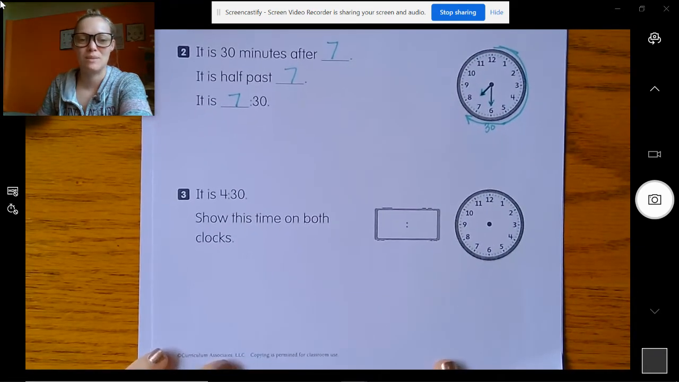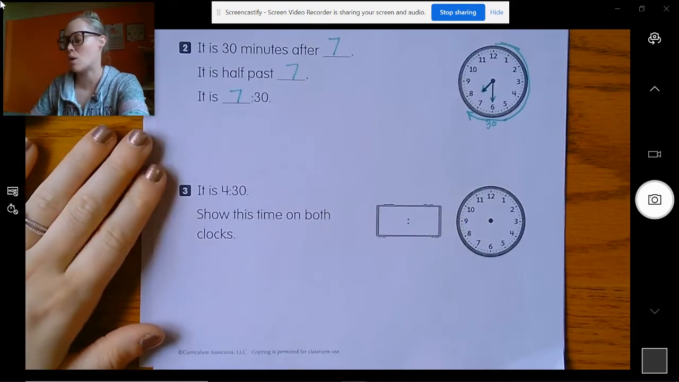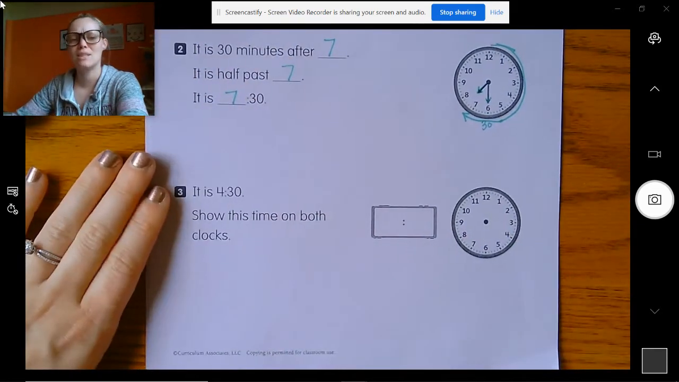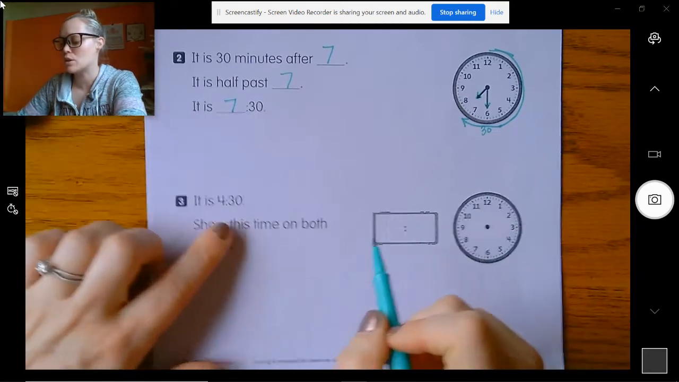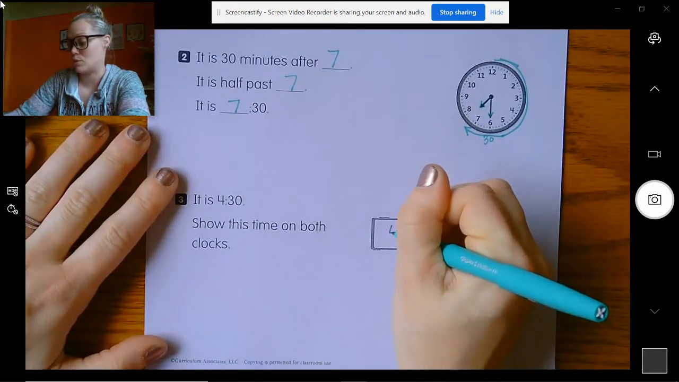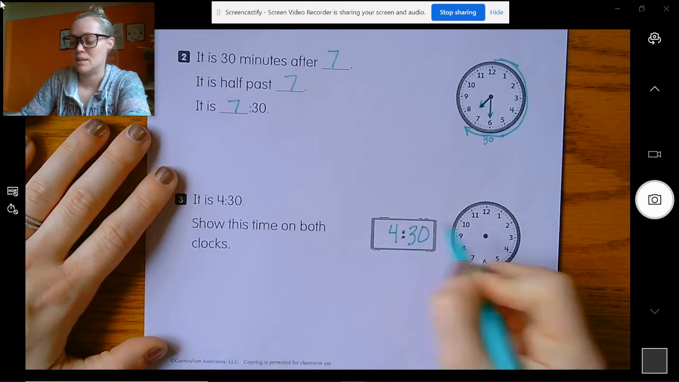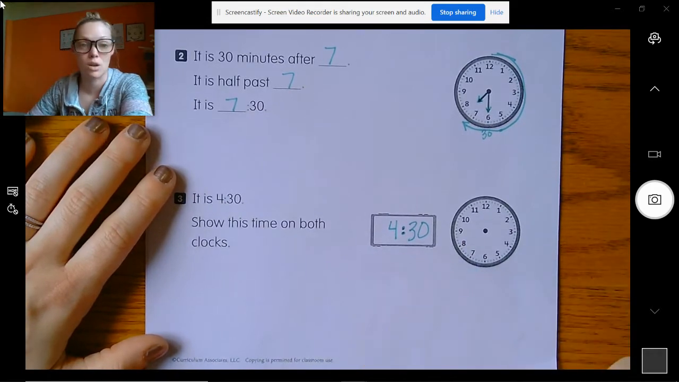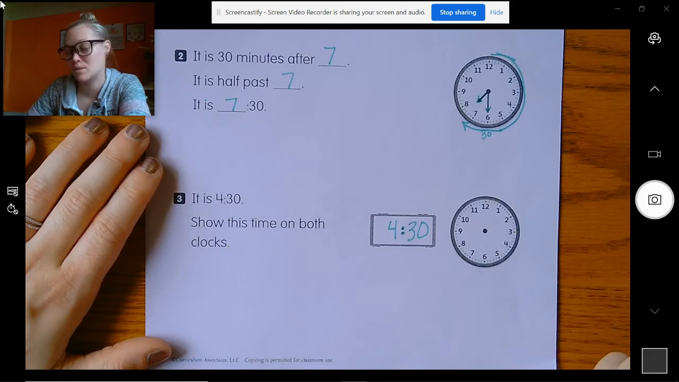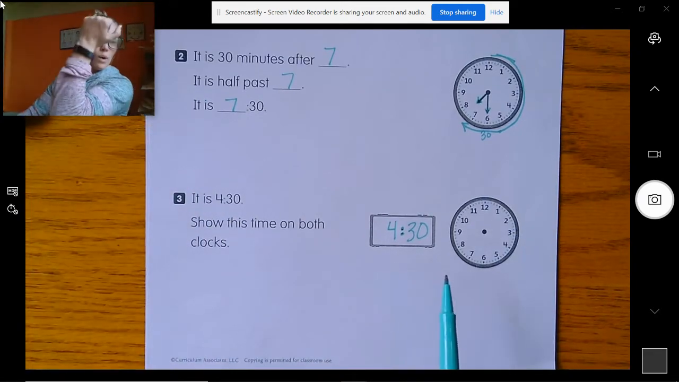All right, here's our next one. It is 4:30. So we are going to write the digital time and our analog clock hands. And this is a little harder, but 4:30, they wrote it for us. It's really easy. You just write 4, then you have your 2 dots, 3, 0. You probably see these digital clocks all over the place. Parents' cell phones, microwaves, ovens. Anywhere you look around, we see digital clocks. On my watch.